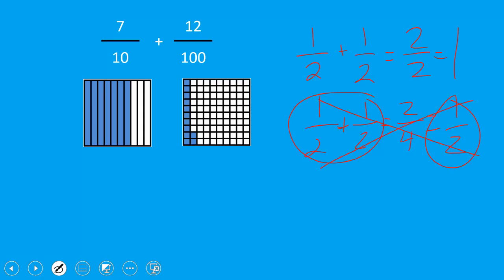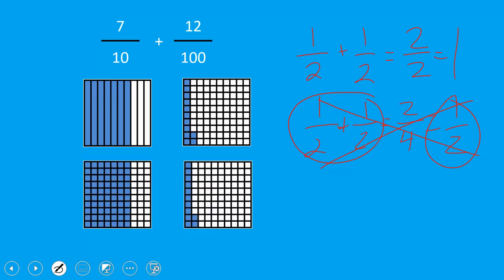Well, good thing I know that 7/10, I can change that to have hundredths, because I know that 7/10 is actually the same thing as 70 hundredths. And we know that because if we times by 10, if I do it to the bottom, I do it to the top, and I will get 7 times 10 is 70, 10 times 10 is 100, and these are equivalent. 7/10 and 70/100, if you look at the picture, are actually exactly the same amount.